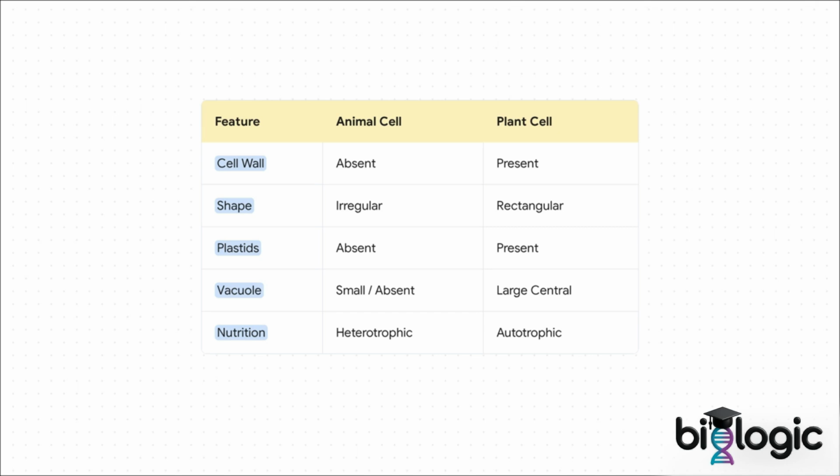Plants also have chloroplasts, these amazing organelles that let them make their own food from sunlight. We animals can't do that. We have to eat our food. And you'll almost always find a huge central vacuole in a plant cell, which is basically a giant water tank. Each of these differences perfectly reflects their unique way of life.